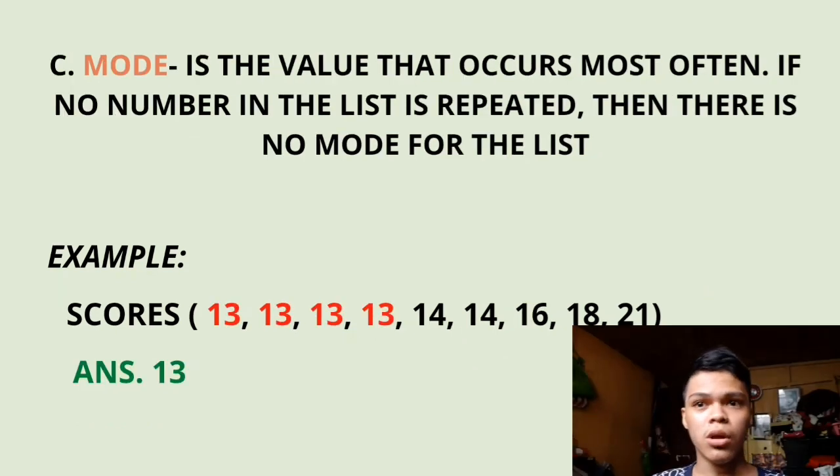What is mode? Mode is the value that occurs most often. If no number in the list is repeated, then there is no mode to the list. Example is 13, 13, 13, 13, 13, 14, 14, 16, 18, 21. So our mode is 13 because this is the number that occurs most often.